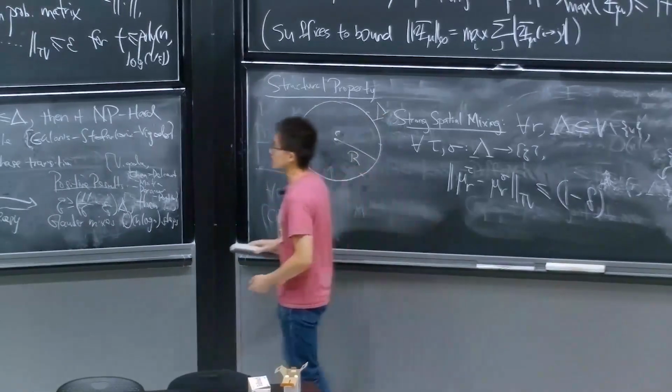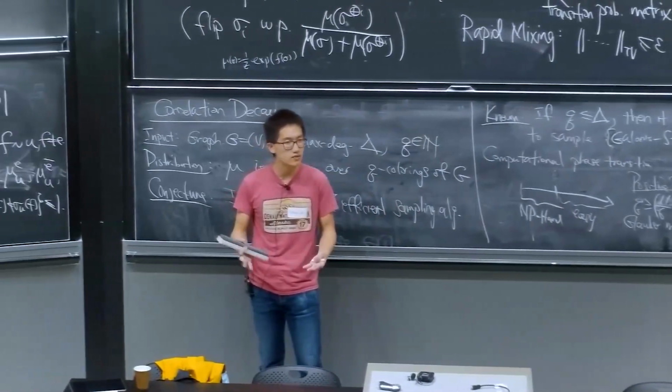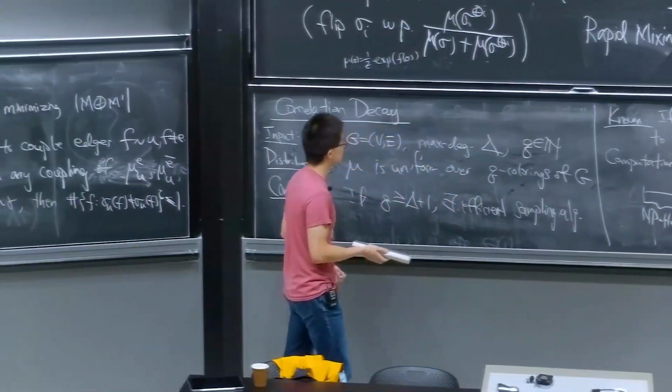Okay. So now I want to tell you, this is a structural property of the distribution, and I want to tell you what consequences it has for what exactly it means for fast mixing.